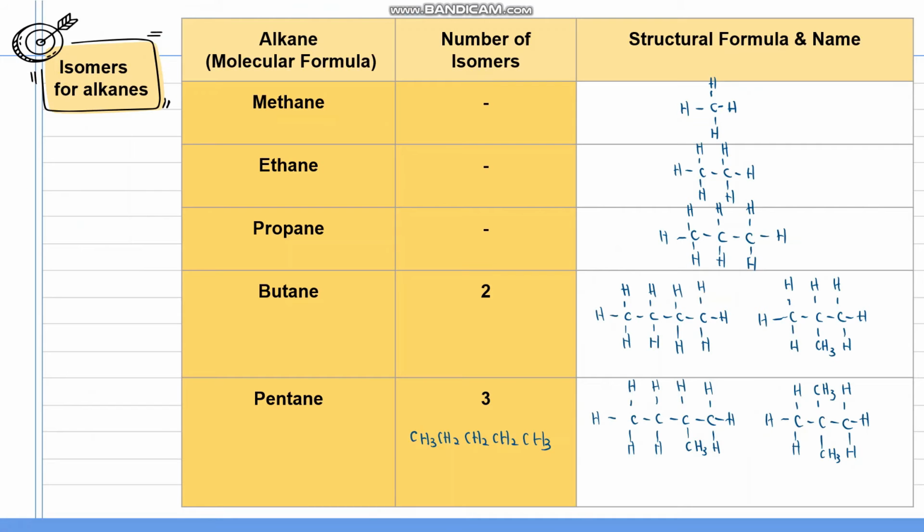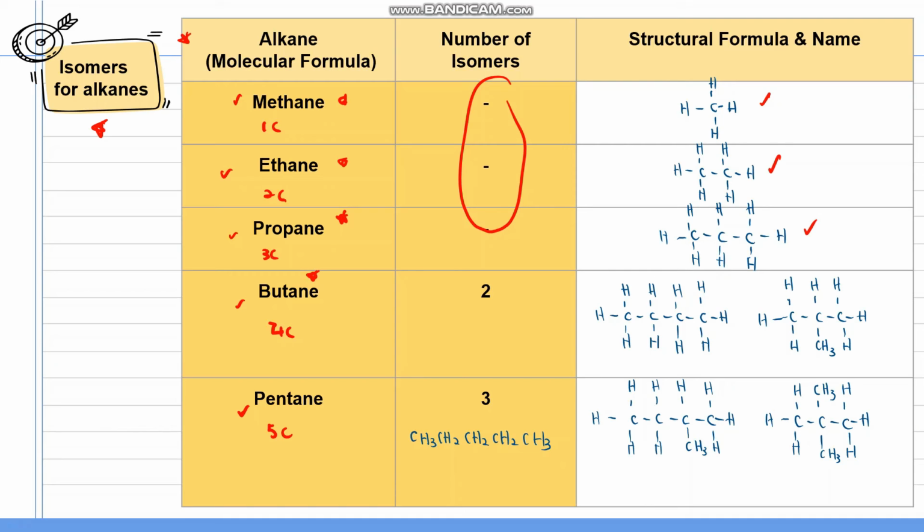Basically, the isomers for alkane can be summarized in the table below. We have the first 5 alkane molecules: methane with 1 carbon, ethane with 2 carbons, propane with 3 carbons, butane with 4 carbons, and last but not least, pentane with 5 carbons. Like I mentioned just now, the isomerism of alkane starts from butane, whereby methane, ethane, and propane do not have isomers. That's why you can see they do not have isomers here. The structural formula of methane is this, this is for ethane, and this is for propane.